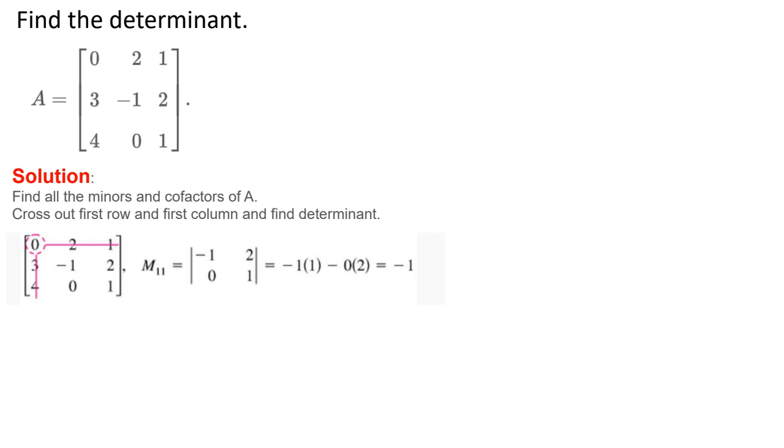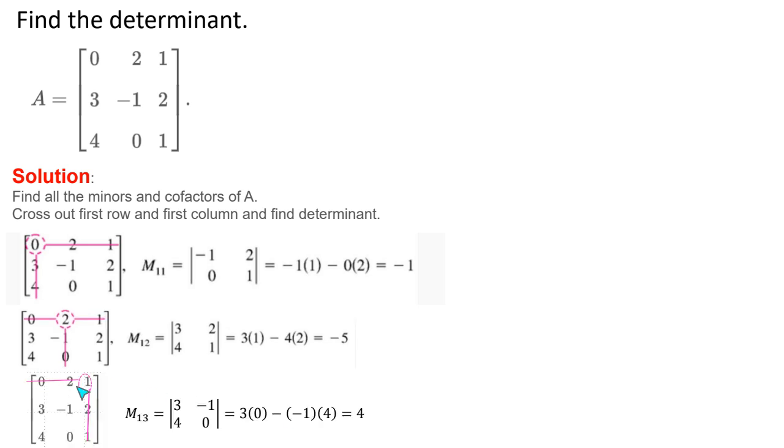Then we move on to the next one. So now I'm going to use the 2. I cross out the row and column that it's located in. And notice it produces a little 2 by 2. So 3 times 1 is 3, 4 times 2 is 8. So we end up with negative 5. And I keep doing this with every number. So now I'm looking at 1. So I cross that out and I have 3 times negative 1, 4 times 0. So that's going to be 4.